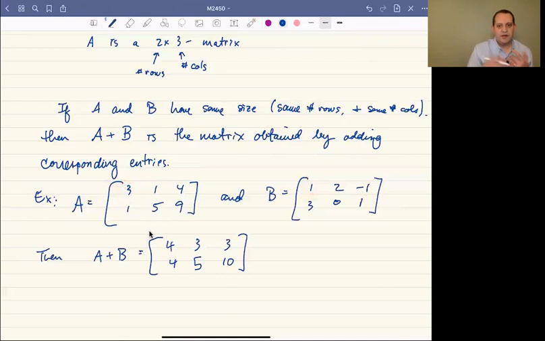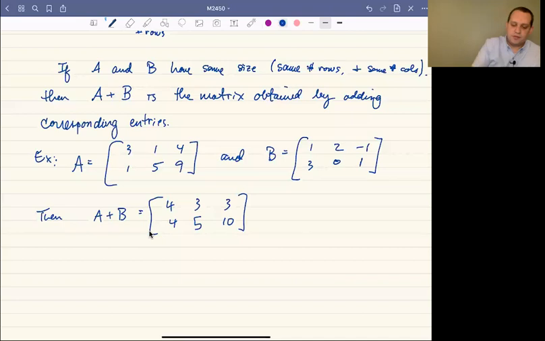Okay, so that's how we define the sum of 2 matrices. And really, that's all there is to it. If 2 matrices are not the same size, you can't add them. Addition of matrices is only meaningful when you have 2 matrices that are the same size or same order. So sometimes instead of saying size, people say order. That's really all there is to talk about.